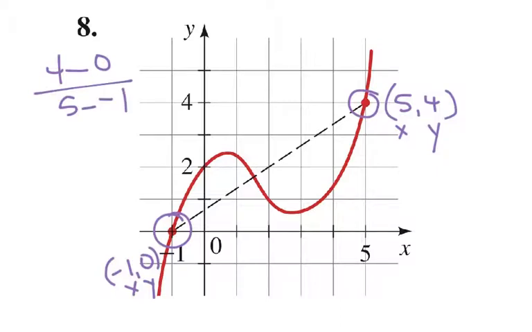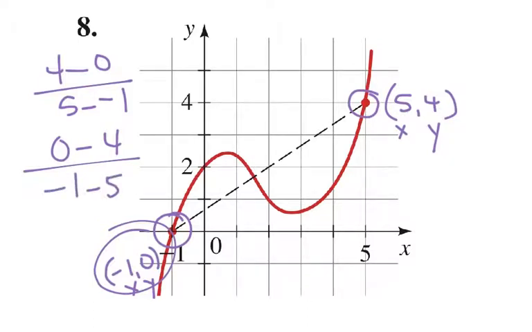Well, what if you reverse the order? What if you start with the ordered pair down here instead, and you do 0 minus 4? That's fine as long as you're consistent. The denominator would have to be -1 minus 5. You'll get the same answer. In the first fraction, we'd get 4 over 6. Remember, those two negatives make a positive, and that reduces to 2/3.